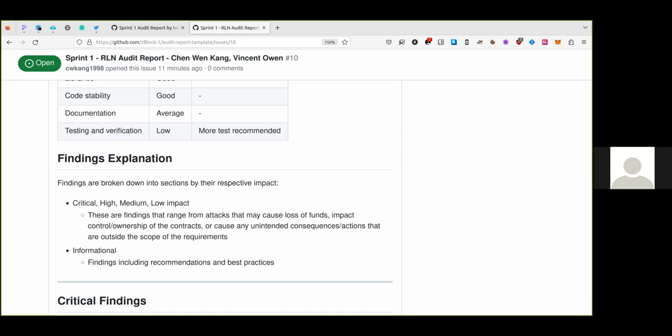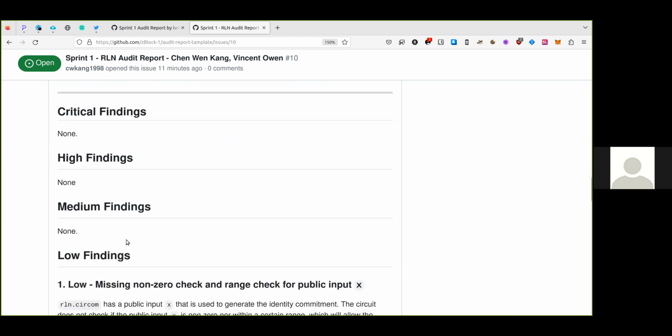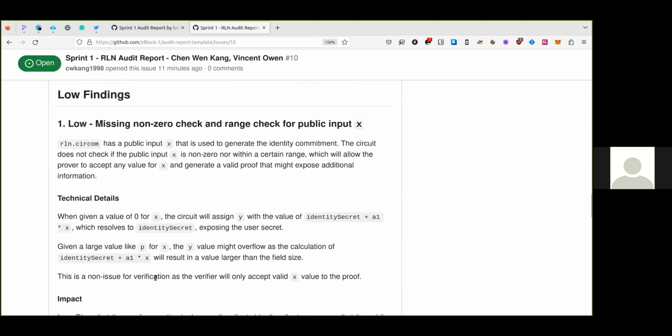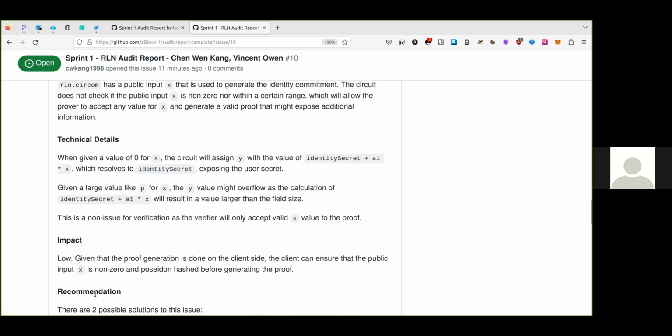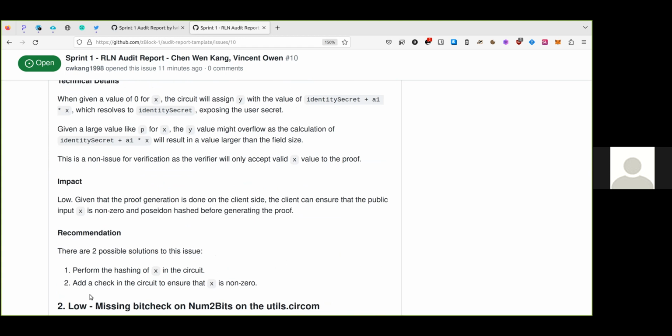So the first one under low findings, number 1. So public input X for RLN circumvents generating a proof. It's 0. Y would basically be the identity secret, so that's exposing it. But I think this is quite unlikely, given that unless the user wants to expose it themselves, it's unlikely that in the proof generation process, the user will use 0 for X, essentially for the message hash.